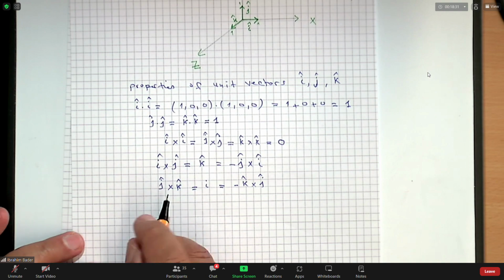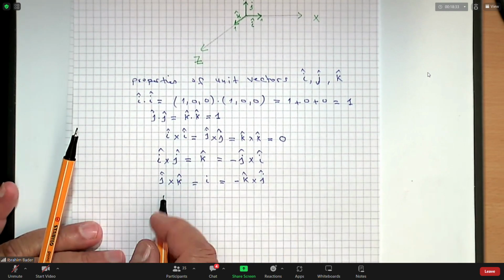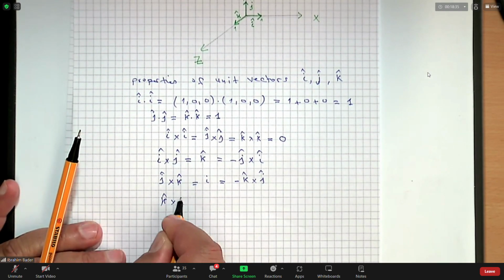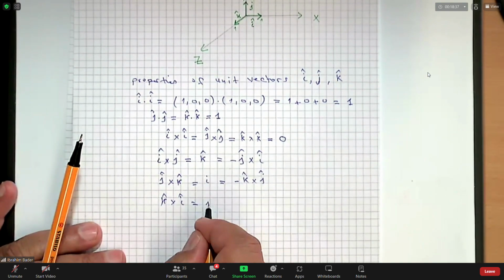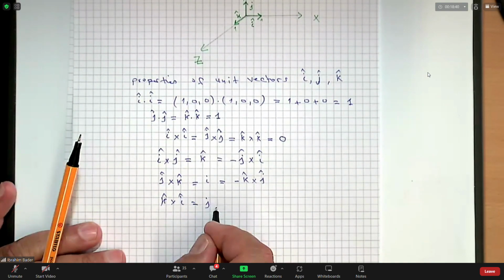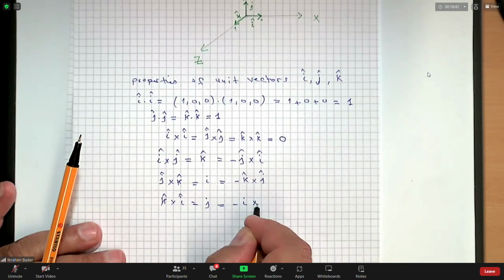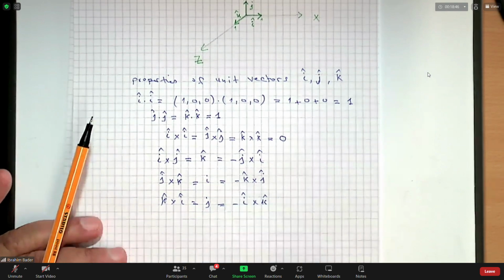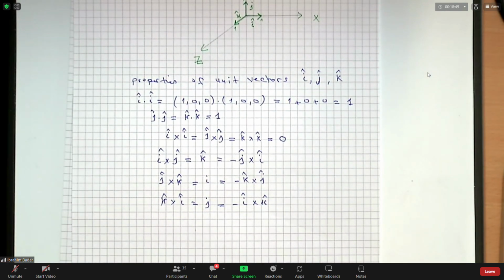And similarly, if I have K cross I, this is equal to J, and this is equal to negative I cross K. So since we have here the three unit vectors perpendicular to each other, they have these relationships.